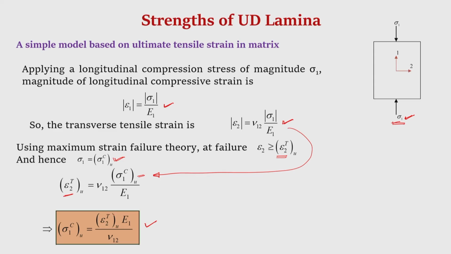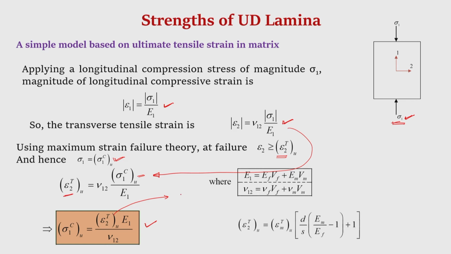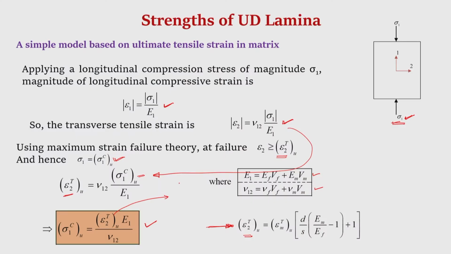So, we have the expression for epsilon 2 T u already, we have done it during the determination of the transverse tensile strength. So, epsilon 2 T u for a composite could be written like this, and E 1 could be taken from the rule of mixtures, and nu 1 2 could also be obtained from the rule of mixtures. Okay. So, this is a simple model. However, this model does not go well with the practical experimental results. Therefore, a more rigorous model considering the fiber microbuckling has to be considered. We will see that later on. This is just to understand a simple model where the failure is due to the transverse tensile strain.